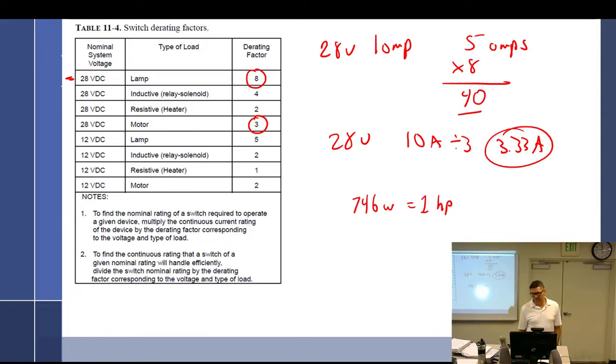So how many watts did I have? 3.33 times 28. Yep. 93.33 watts. And how many horsepower is that? 746 divided by 93.33. Well, the other way around. 1/8 horsepower. All right. If you got that, congratulations. You're ready for the test.